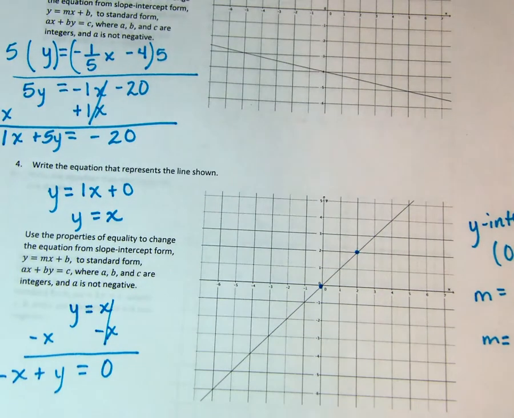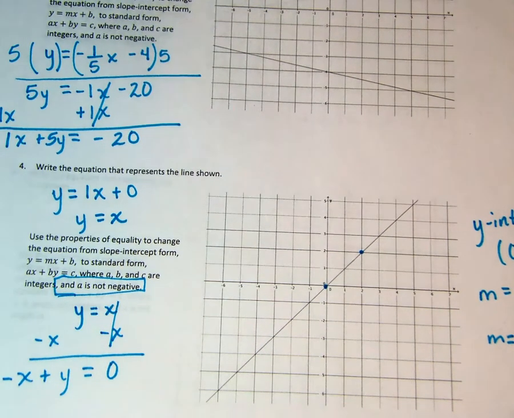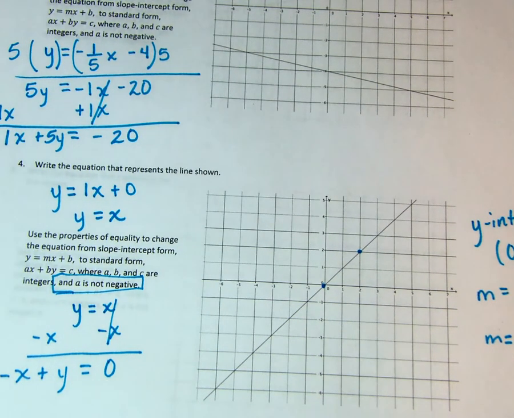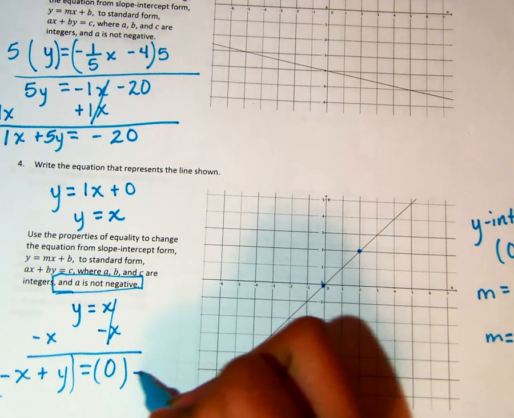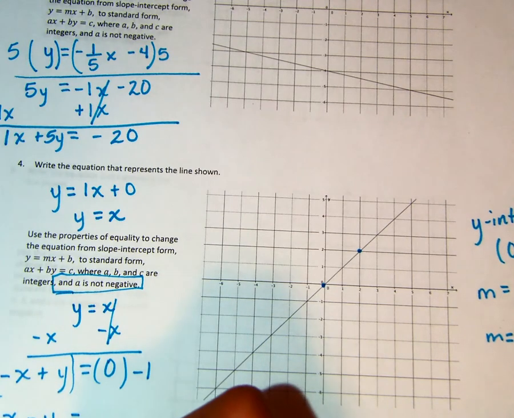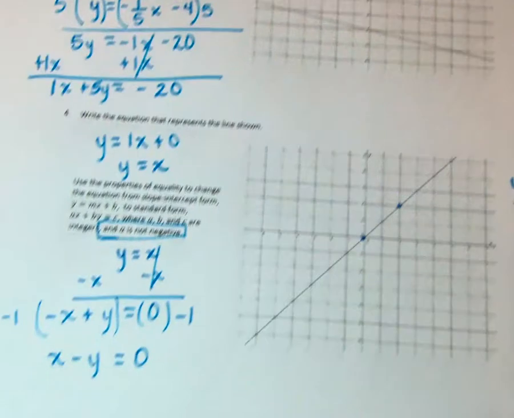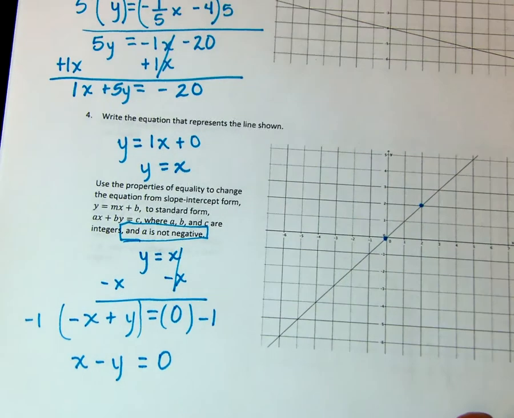So you think you're done, but remember, our prompt doesn't want a to be negative. So I want to multiply both left and right by what number? Negative 1 is going to turn all terms positive. Multiply left by negative 1, right by negative 1. I'm going to take the opposite of each side. And I get that the standard form of this equation is x minus y equals 0.